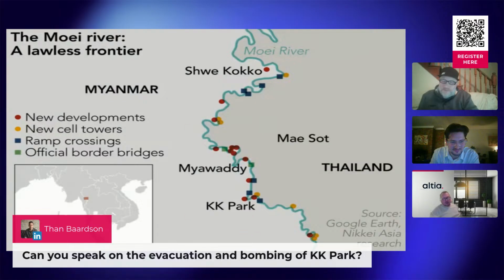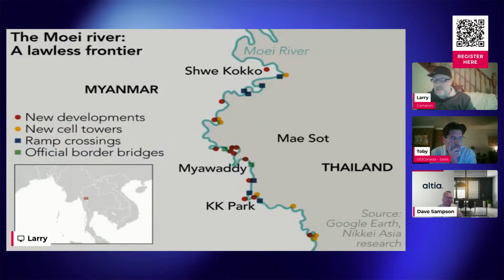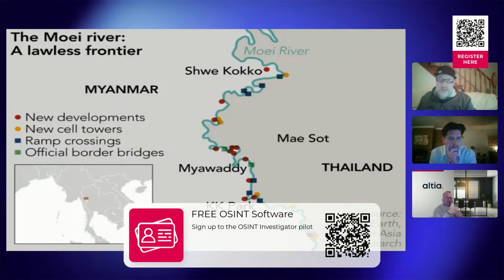It's great, it's showing the level of data you can get, and I've jumped ahead in your slides. The geospatial stuff you're going to talk about, that level of detail is fascinating. Yeah, and there's a lot of other people investigating, so I rely on other people's work to give me leads in order to do data point exploitation. Right here, you'll see a lot of the new developments, new cell towers, the ramp crossings, the official border crossings. But we want to do an analysis of that, and we'll deep dive right now.